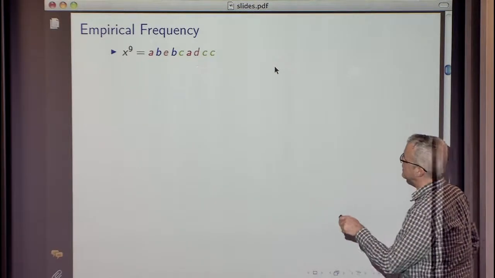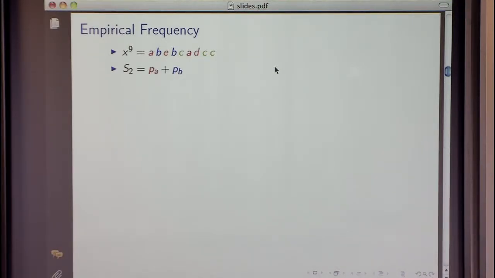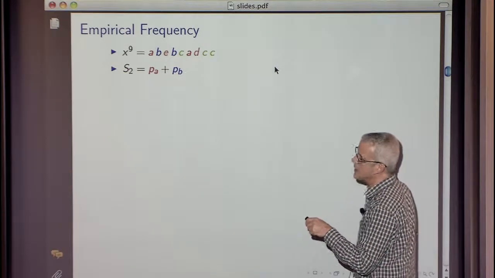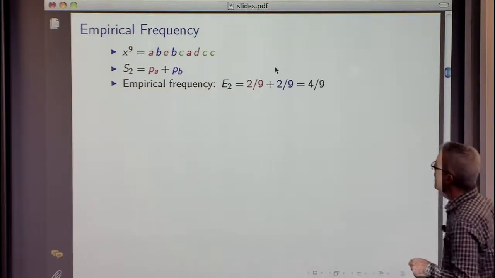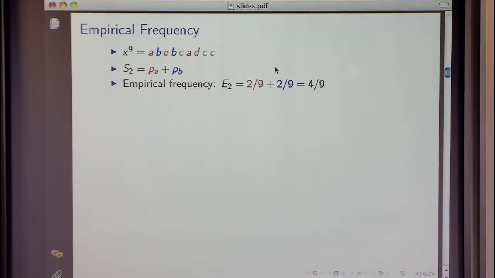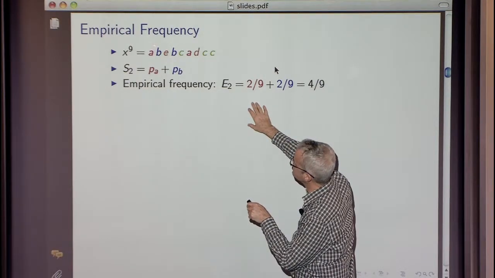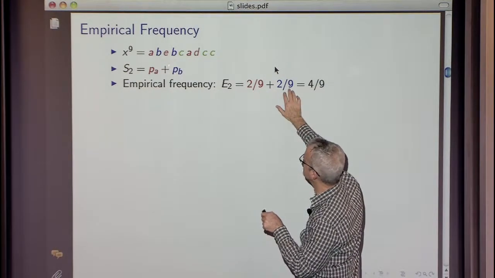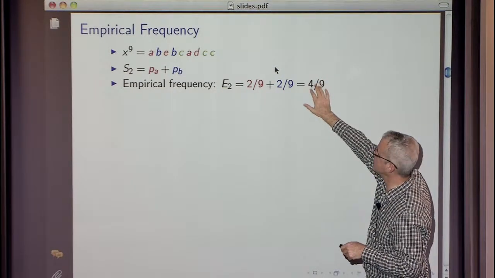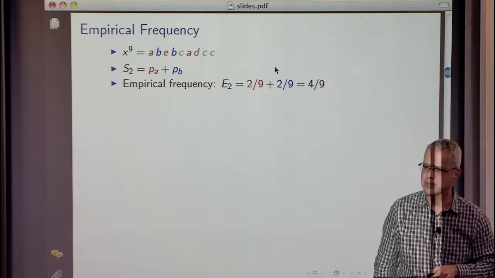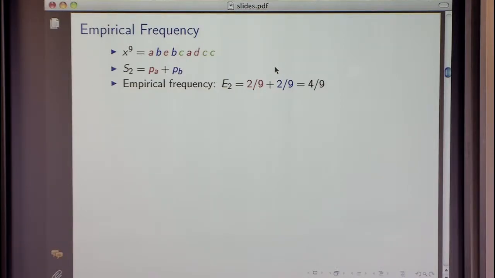Suppose you've seen a sequence of length 9 symbols, and this is the sequence. You have 2 symbols that appear twice, A and B. So the total probability of things that appear twice is PA plus PB. And what probability will empirical frequency assign to things that appear twice in this sequence? You have a length 9, so to A it assigns probability 2 over 9, to B it assigns probability 2 over 9. So empirical frequency will say that the total probability of things that appear twice is 4 over 9. Okay? Very natural.